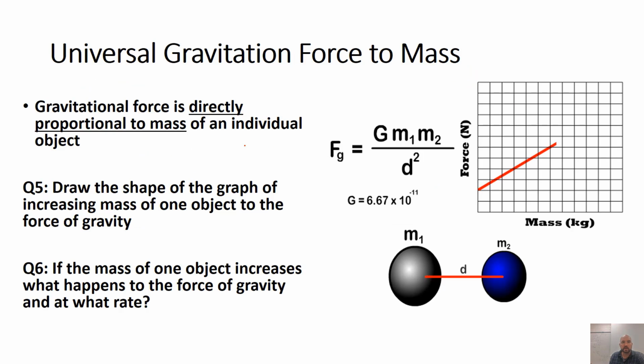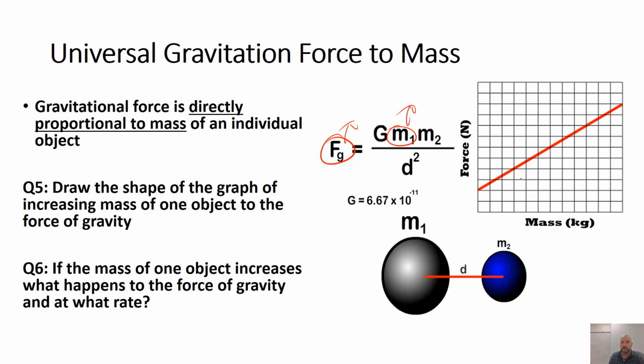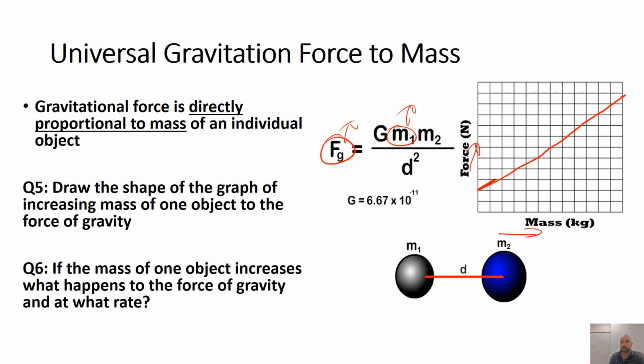So this is the universal gravitation force, how force relates to mass. If mass goes up, force goes up equivalently. You can see that by the line, which question 5 asks you to do: draw the shape of the graph. It should look something like that. As mass increases, force is going to increase as a result.